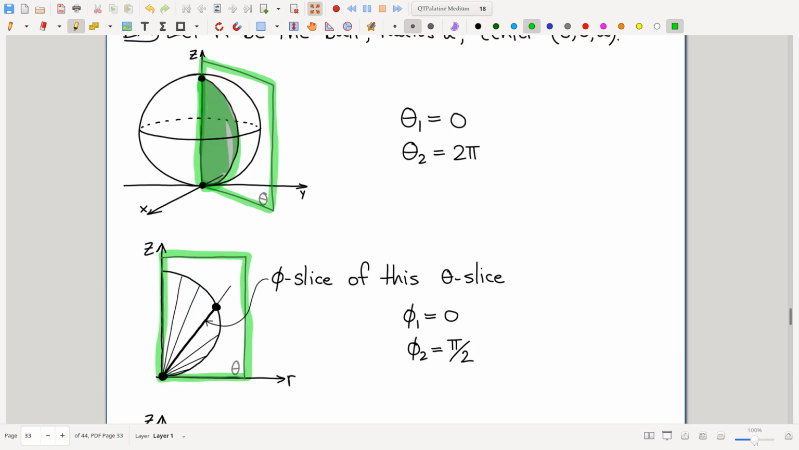Our actual theta slice of our solid is a half disk, so I'm going to draw a half disk like this. There's our theta slice. Now let's think about what phi slices look like. I don't need to worry about the actual phi slices; I only care about how the phi slices intersect my theta slice, and as we've previously discussed, that's just going to be rays coming out of the origin. Is everybody with me?